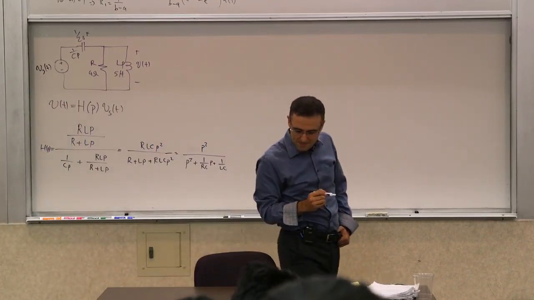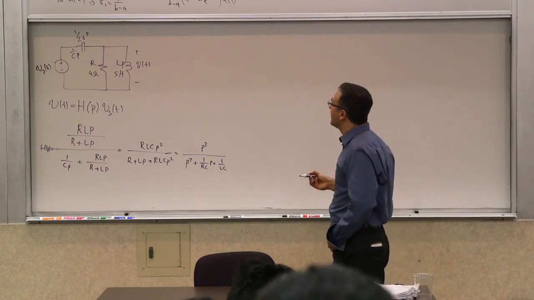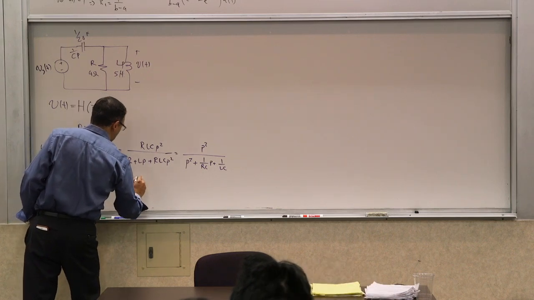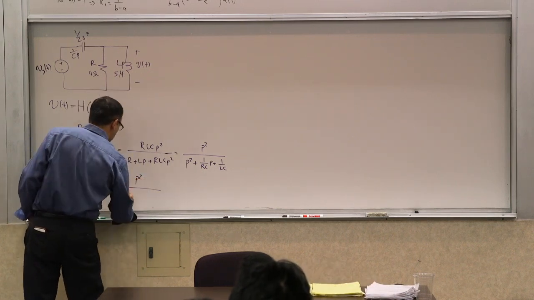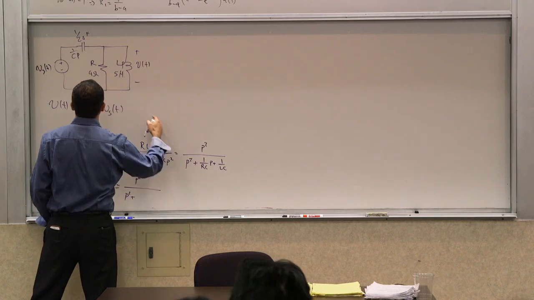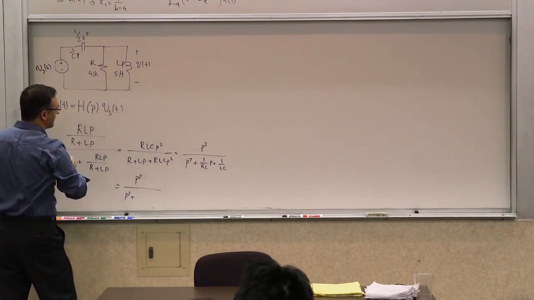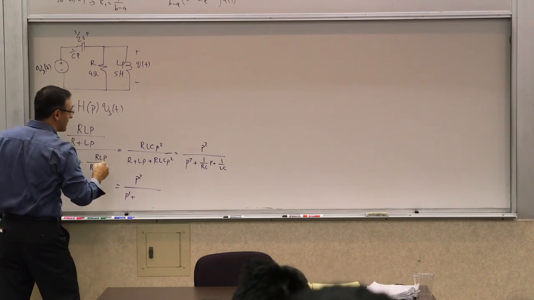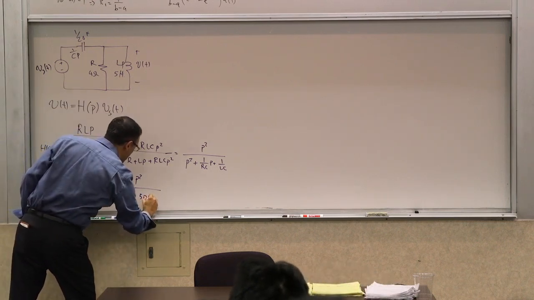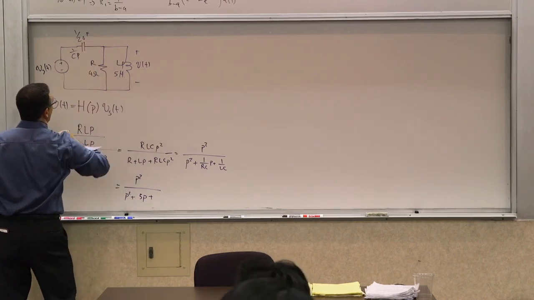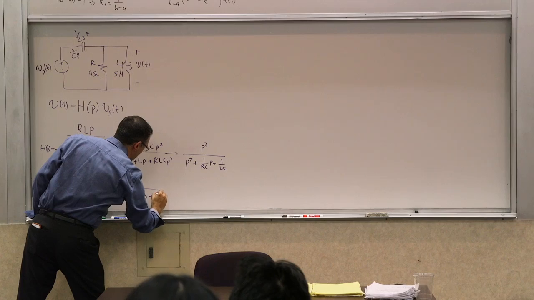Okay? Now, let's put the numerical values in. Let's plug them in and see what we get. So if you put the numerical values in, you get p squared divided by p squared plus 1 over RC. What is RC? RC is 420, so that's 1/5. So I get 5p plus 1/LC. L is 5 times this 1/4, so I get 4 here.